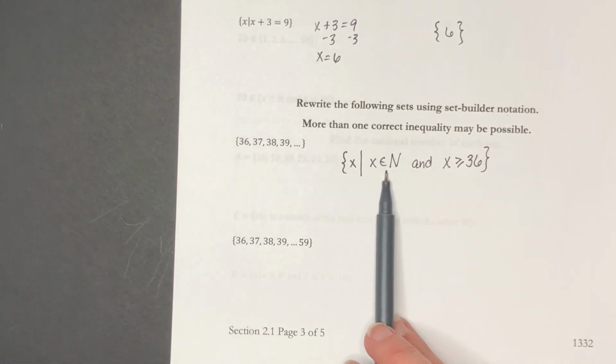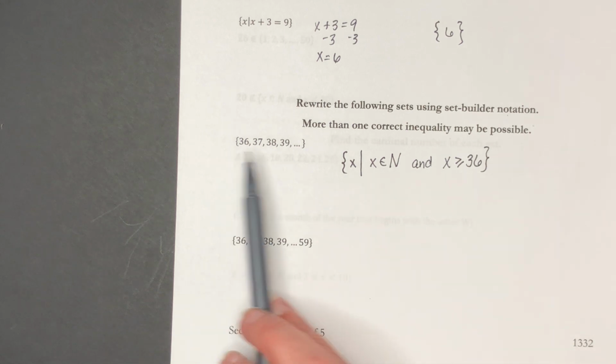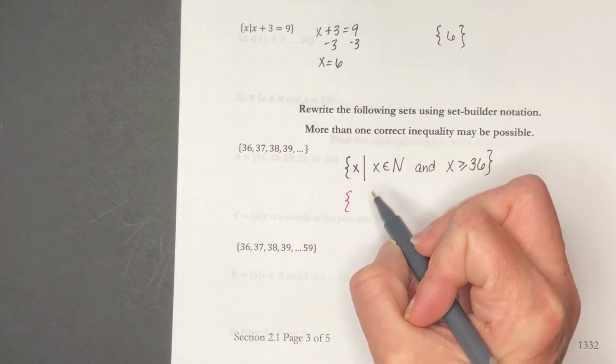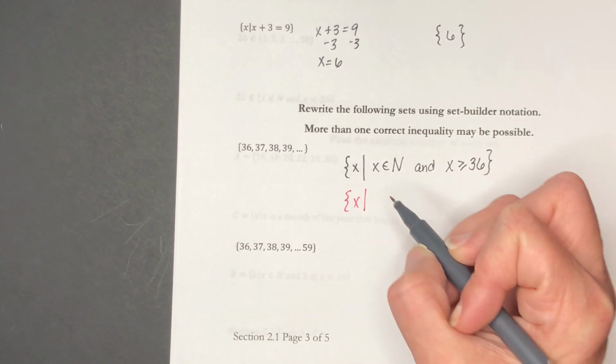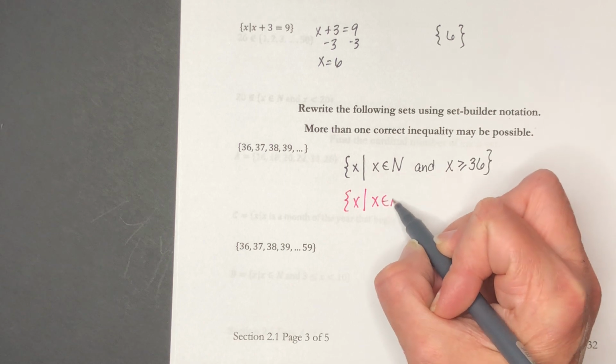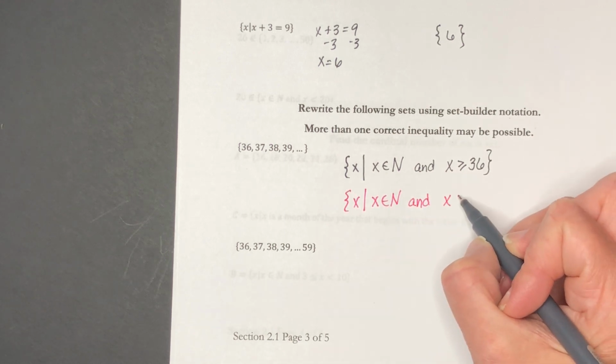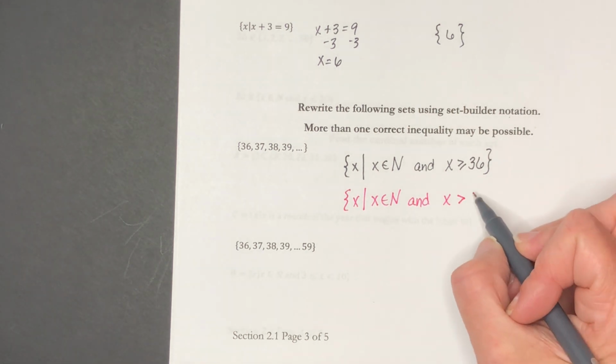So I start with my natural numbers, I start at 36, and I start counting. Okay, and that would build it up. An alternate way of doing this would be the set of all x such that x is an element of n, and x is strictly greater than 35.